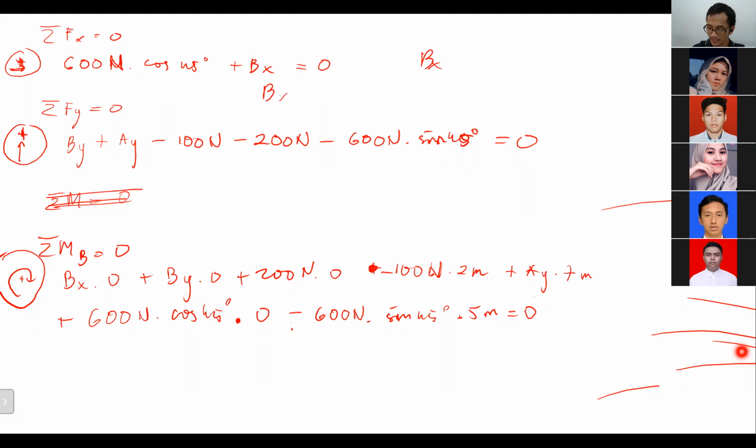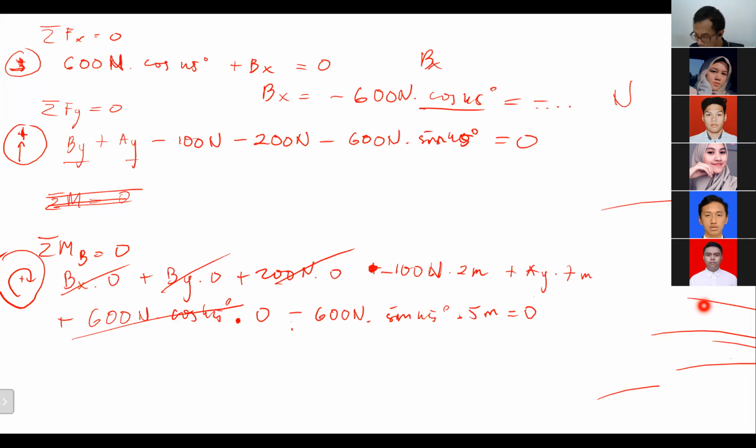So BX here is equal to minus 600 Newton cos 45 degrees, which you have to calculate, okay? The value is supposed to be something minus something Newton. Then BY and AY here we cannot solve it directly. But this one is 0, this one is 0. What else here in the third equation? This one is 0. So we only left with this, and this. So we can solve for AY, right?